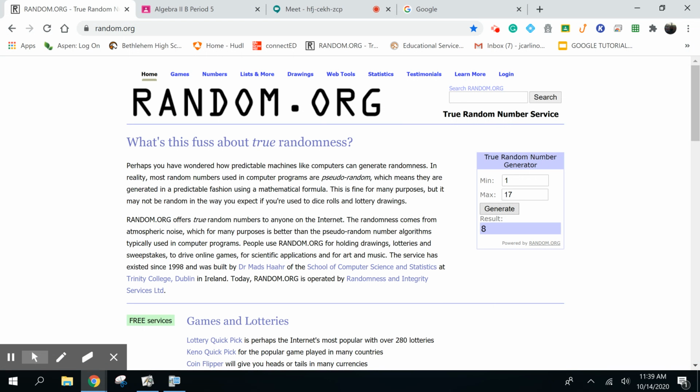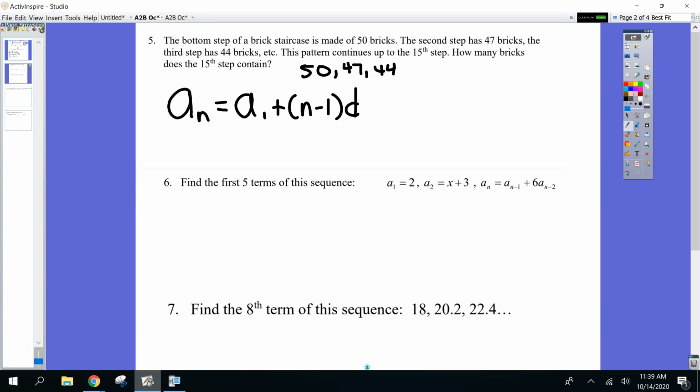All right, let's roll. Here we go, Colin, back to you. Our goal: how many bricks in the 15th step? So what do you want me to plug in for n? 15. There you go. Basically, guys, find the 15th term. That's what I'm asking for in a word problem right now. Find the 15th term. Let's go, Colin. First term. 50. What was your n value here?